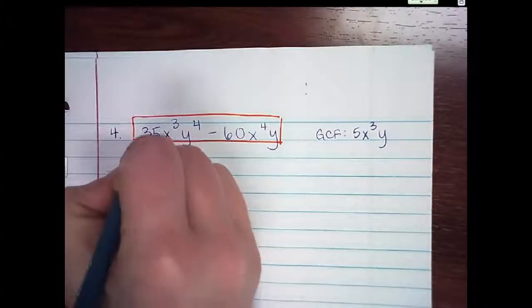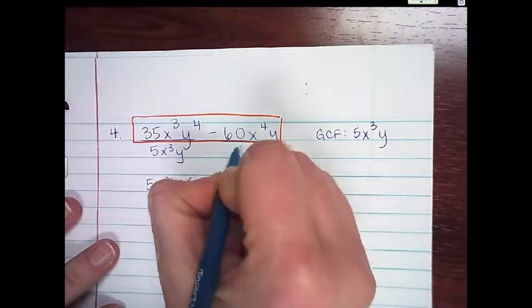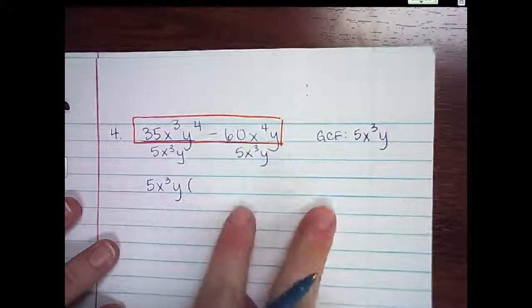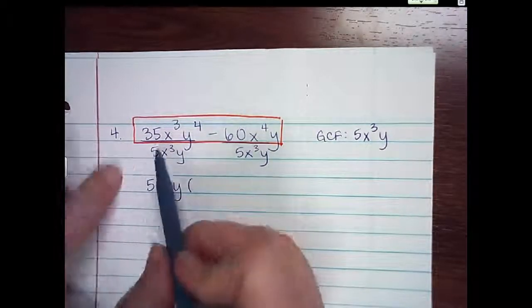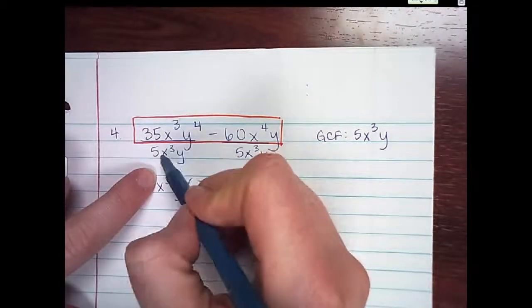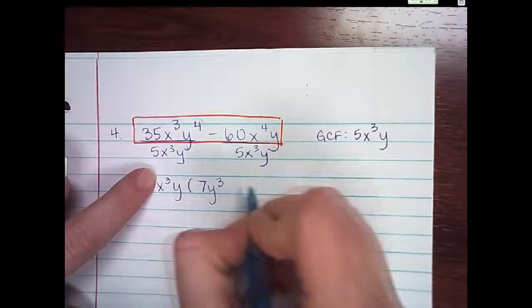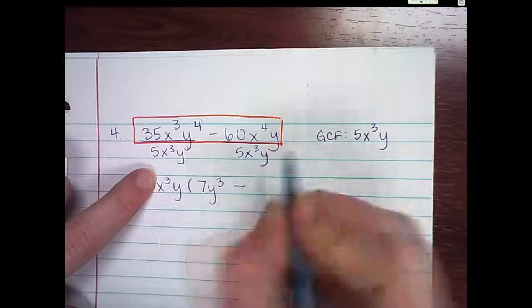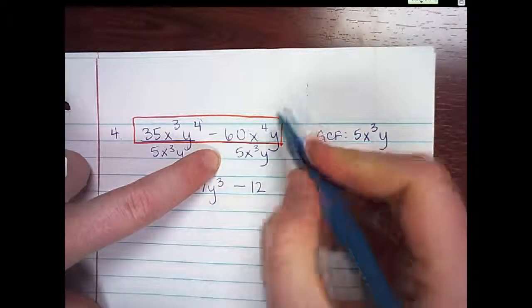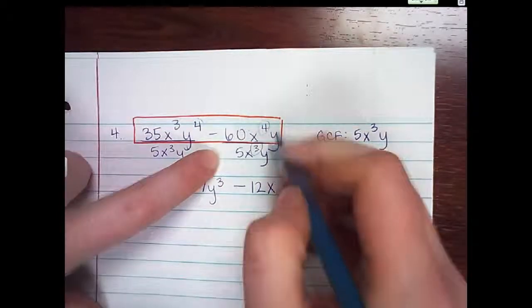I'm going to divide each piece by the GCF. So remember, if there are 2 terms here, there should be 2 terms here. Okay, so let's divide. 35 divided by 5 is 7. My x's cancel. I have 4 y's minus 1 y would be 3 y's. Minus 60 divided by 5 is 12. 4 x's minus 3 x's is 1x. And my y's cancel.